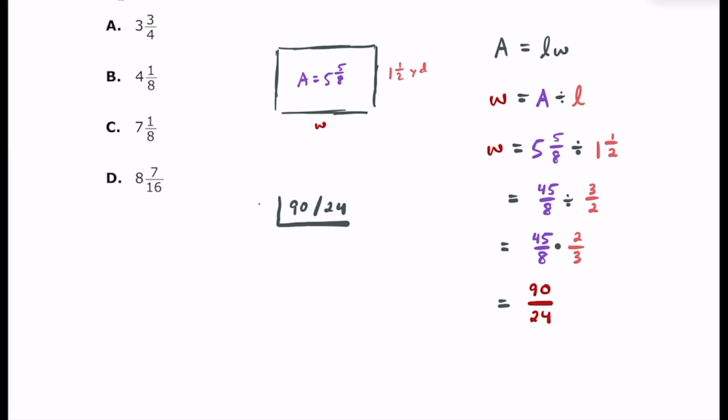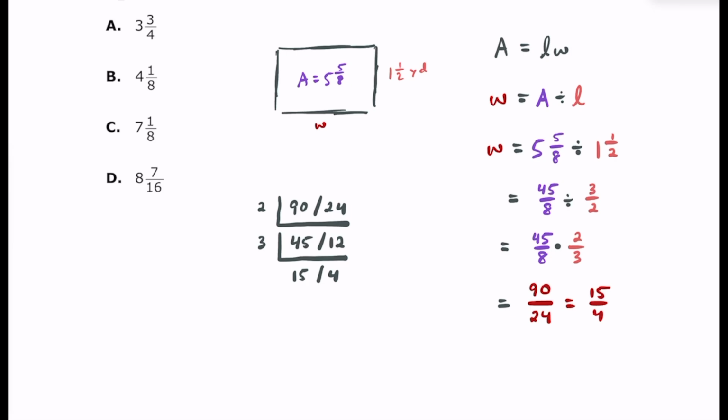You could divide these both by 2, so that would be 45 over 12. And if you go ahead and divide these both by maybe 3, we would get 15 over 4. And I think that's as far as we can go. So this is going to be 15 over 4.